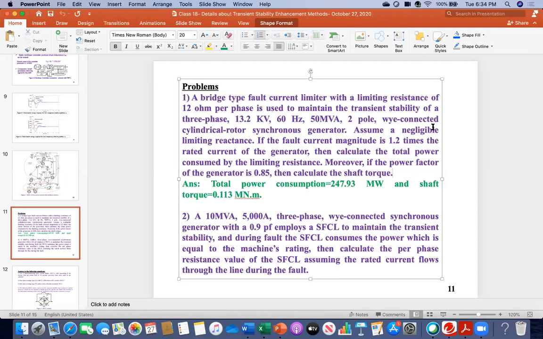I got it, Dr. Ali. Now you got it? Yeah, I got 274.95. Oh, great. Now you do the second part. If the power factor is 0.85, then calculate the shaft torque. I got the shaft torque. The same result? Yes, Dr. Ali. Like I expressed it in mega Newton meter, you can express it in kilo Newton meter or other units, but this is mega Newton meter. Yeah, I also got the same value, Dr. Ali. So you got the same? Okay. Yes. Okay.